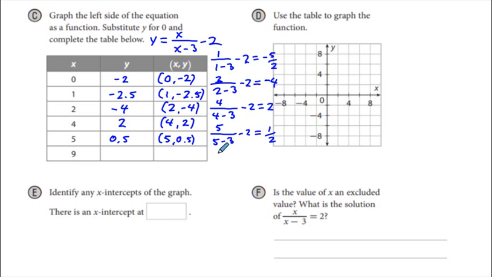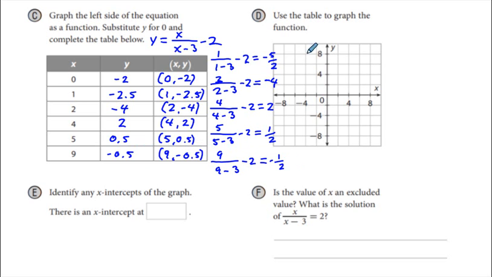And the last one we have here is 9. So if we take an input value of 9, 9 over 9 minus 3 minus 2. And in the denominator, 9 minus 3 is 6. And 9 over 6 is 3 over 2. And 3 over 2 minus 2 is negative 1 half. Or in the table I'm going to put negative 0.5. So our coordinate pair here is 9 comma negative 0.5.